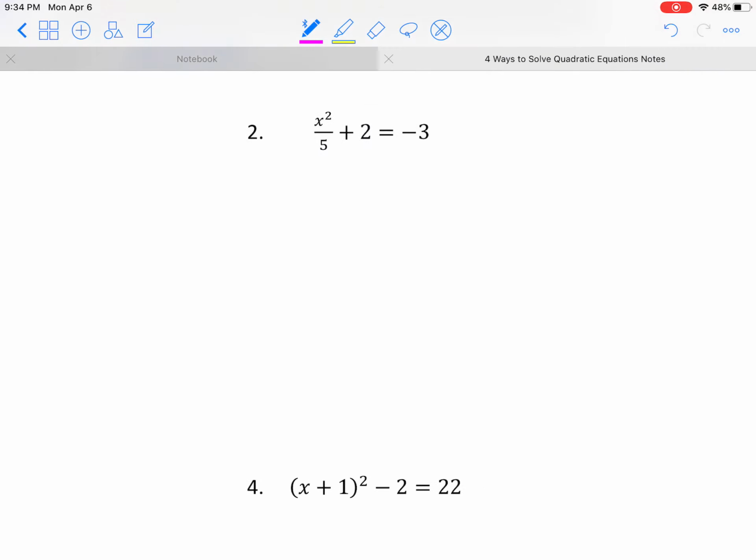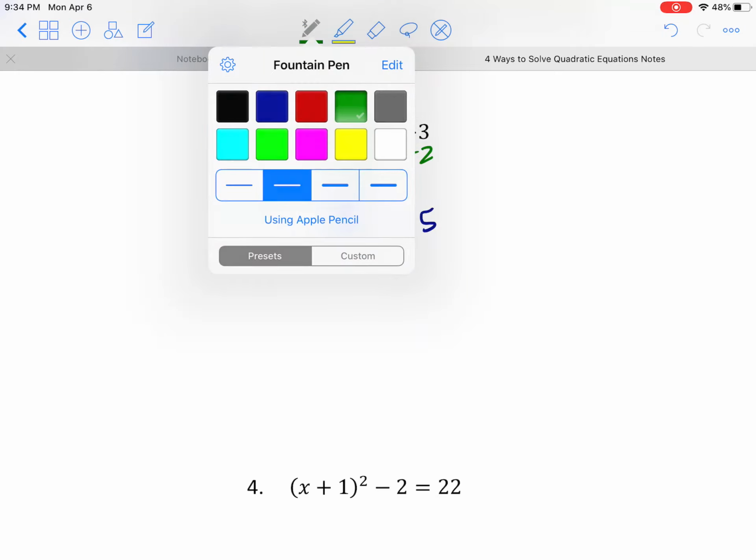Okay, two real, rational solutions. And you don't have to write that every time, I'm just trying to stress that point, okay, because that's going to come back.